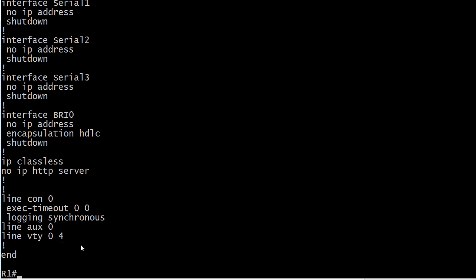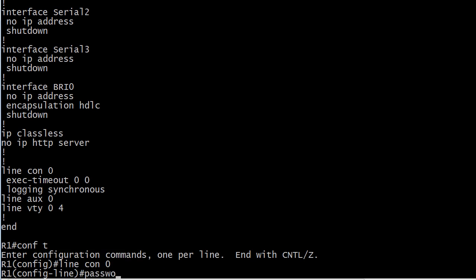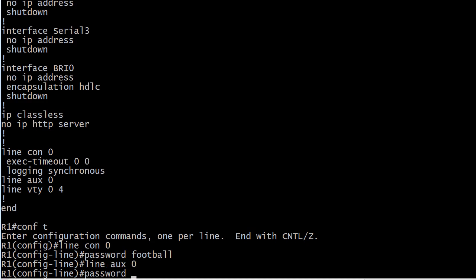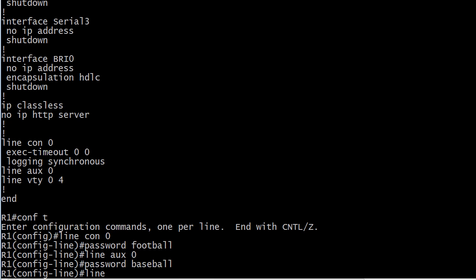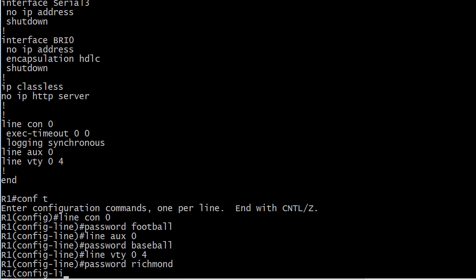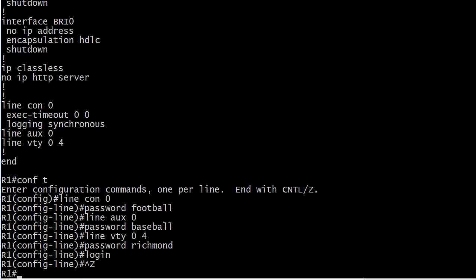Now we're going to be spending quite a bit of time with telnet later, so what I'm going to do right now is just quickly put a password on each one of these lines, and then we'll take a look at the show run config output and see what happens there. So let's go with line con 0, password football. Baseball. Password Richmond. You would also need the login command there, of course, on the VTY lines.